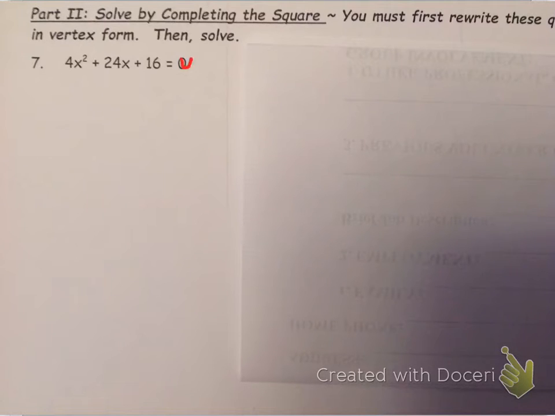Because this right here was a y, not a 0. And so we were trying to put our equation in vertex form, and therefore we kept everything on one side of the equation. Because we're now solving, this y has now become a 0. And that means that when I do the completing the square process, I have the freedom to do stuff on both sides of the equation.